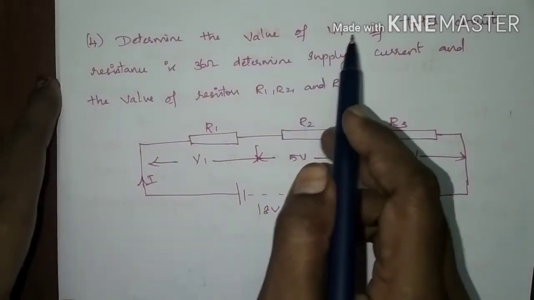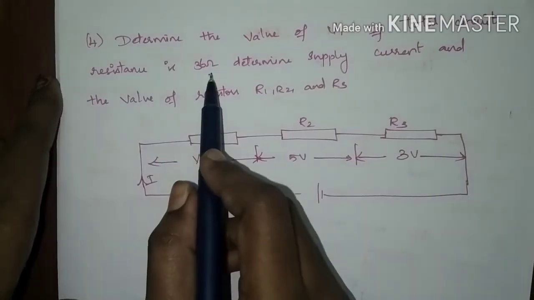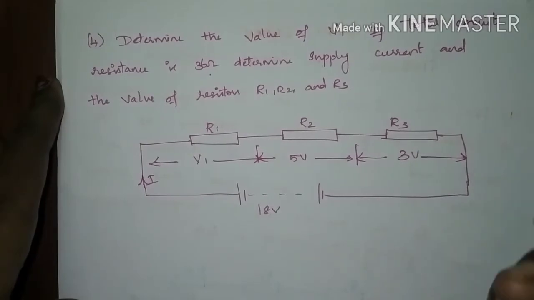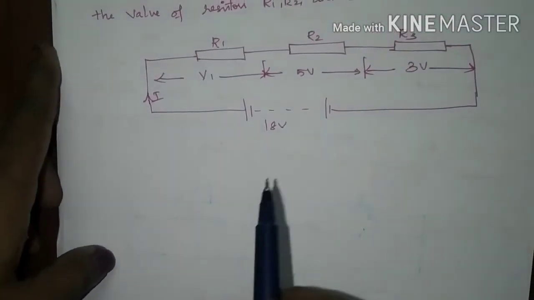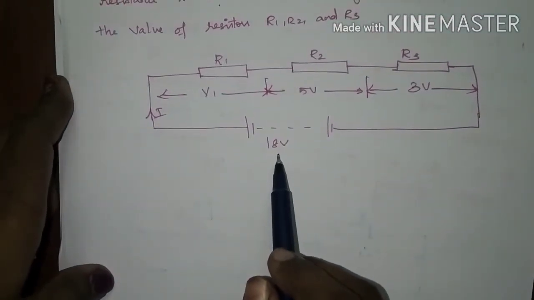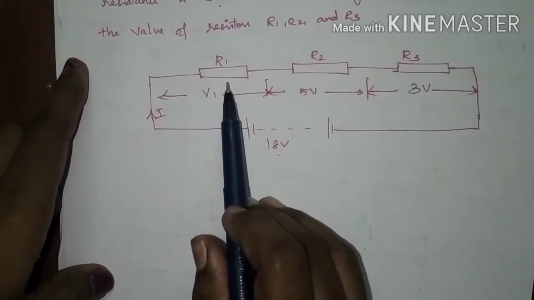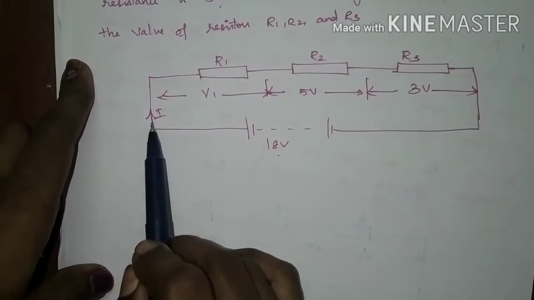See the last problem. Determine the value of V1 if the total circuit resistance is 36 ohms. Determine the supply current and the values of resistance R1, R2 and R3. Here they have given the circuit diagram itself, that is V input is equal to 18 volt and the potential difference across R2 and R3 are given. We have to find the drop across R1 alone and the supply current.